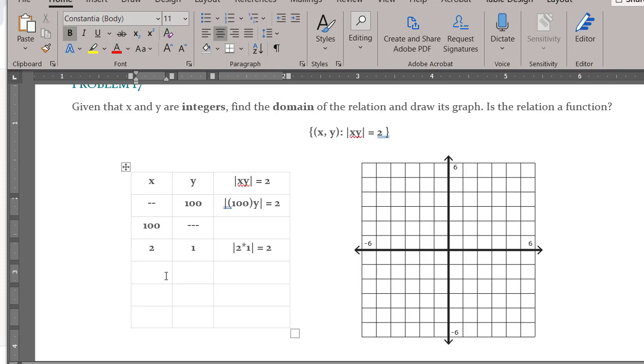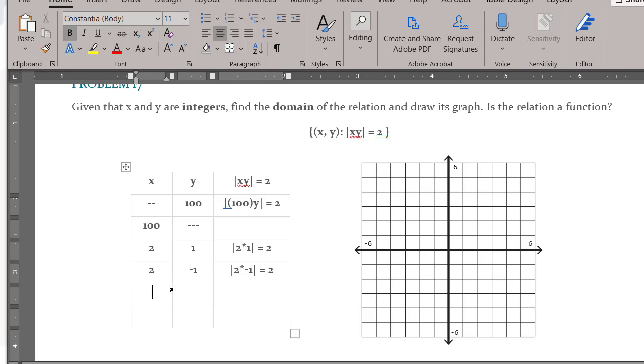Actually, I have another idea. If I put 2 for x, I think I could put -1 for y, right? Because if I multiply these two out, I'm going to get the absolute value of -2, which is still 2. It still satisfies the equation. So this is another possibility.